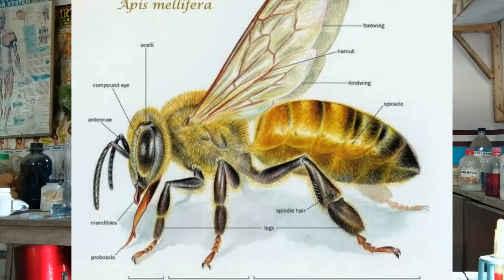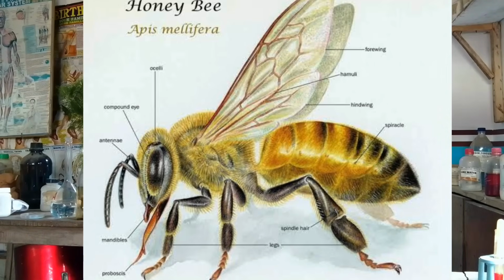The phylum is Arthropoda. The metamorphosis: they undergo complete metamorphosis. Now their feeding habit is fluid feeders. They feed on nectar. That is where they get their honey, to build their honey. Okay, so that is on that.